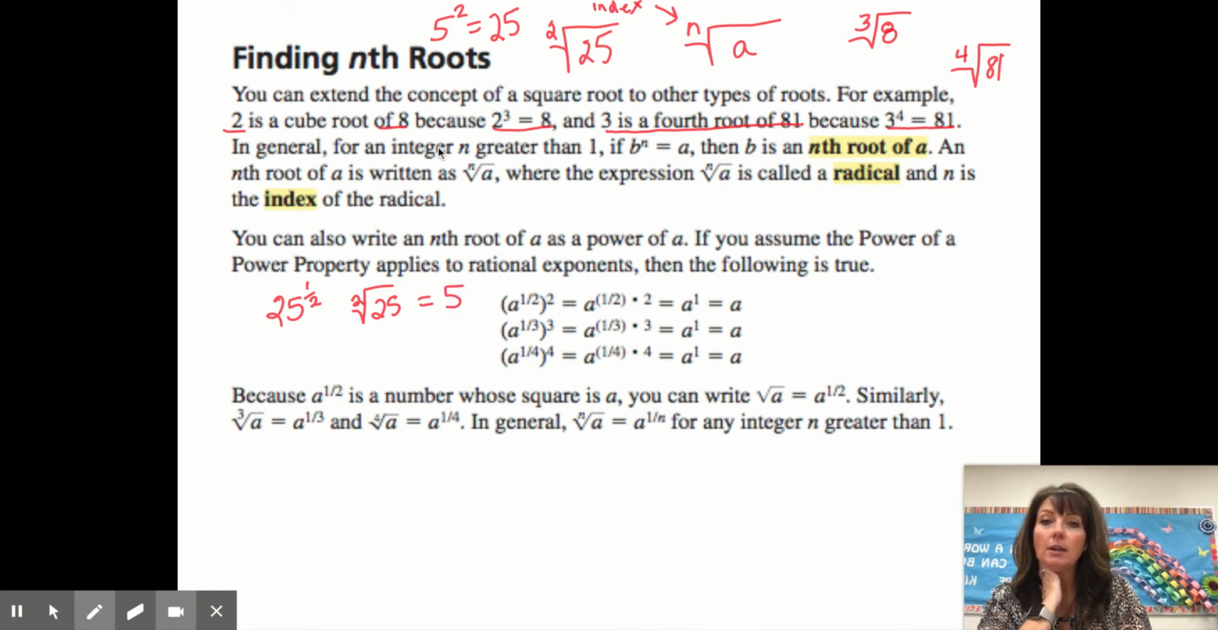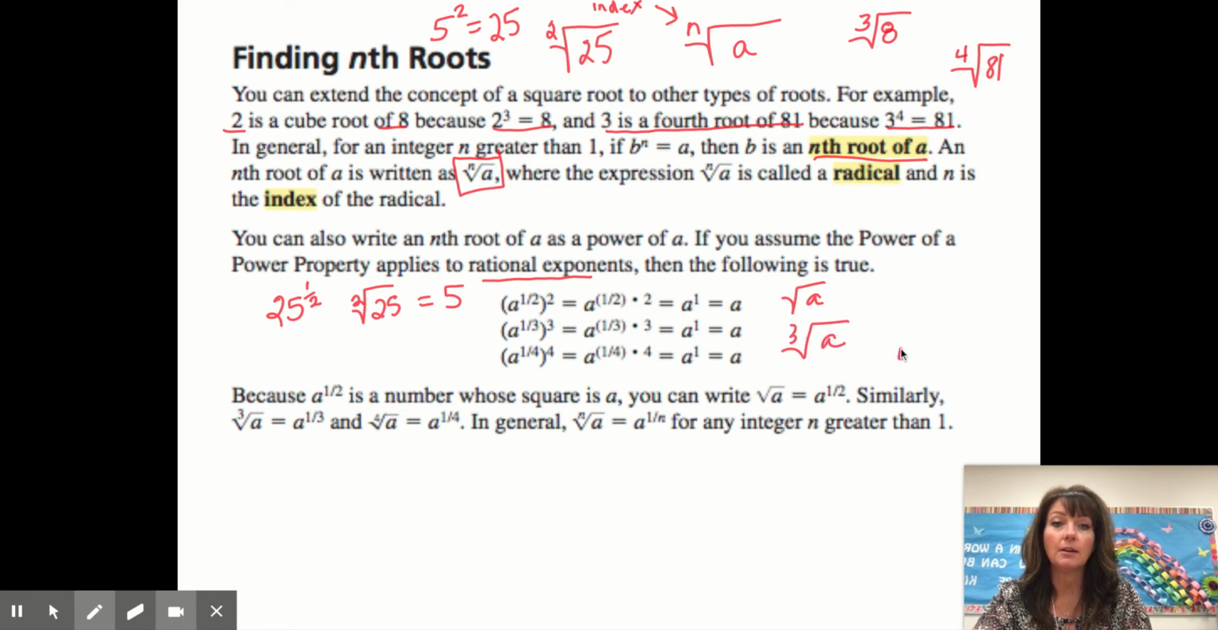When we're talking about integers n, the nth root of a can be written like this. You have the expression, it's a radical, and n is called the index of the radical. We can write an nth root as a power of a, and that's with these rational exponents. So a to the 1/2 is the square root of a. A to the 1/3 is the cube root of a, and a to the 1/4 is the fourth root of a. A to the 1/2 is a number whose square is a, so you can rewrite it.